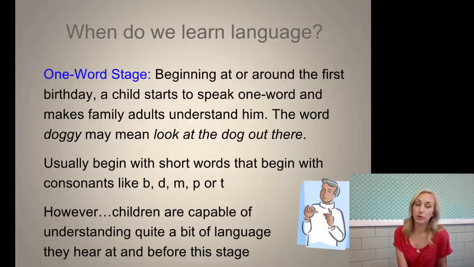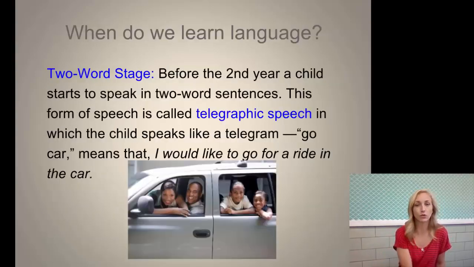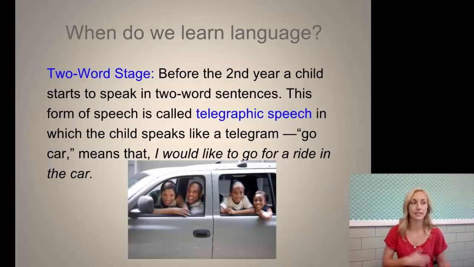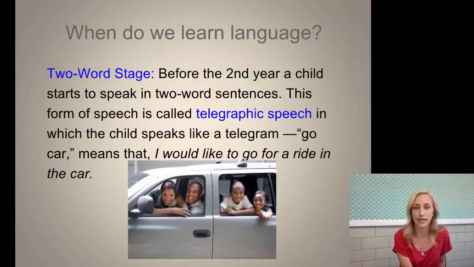However, children are capable of understanding quite a bit of language they hear at and before this stage. They understand a lot. They just cannot communicate a lot. The 2-word stage is before the 2nd year. A child starts to speak in 2-word sentences. This is called telegraphic speech. Think of it like a telegram. It's very, very shortened, almost like secondhand writing, in which the child speaks like a telegram.